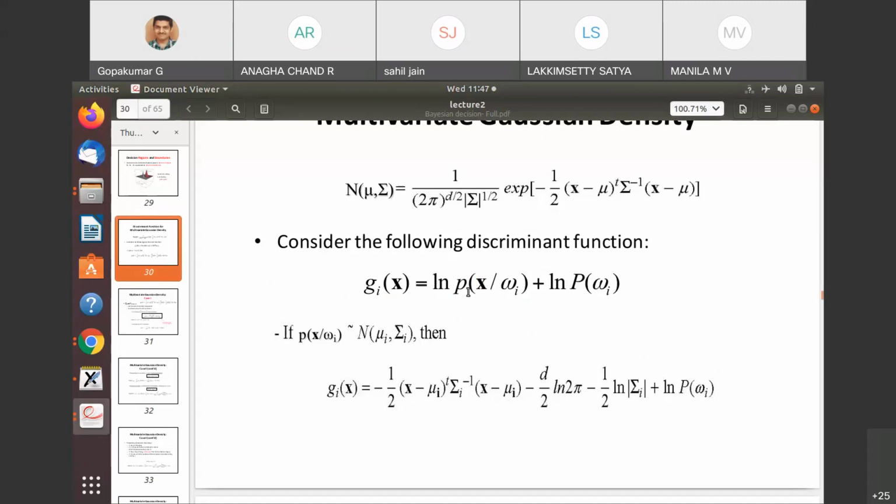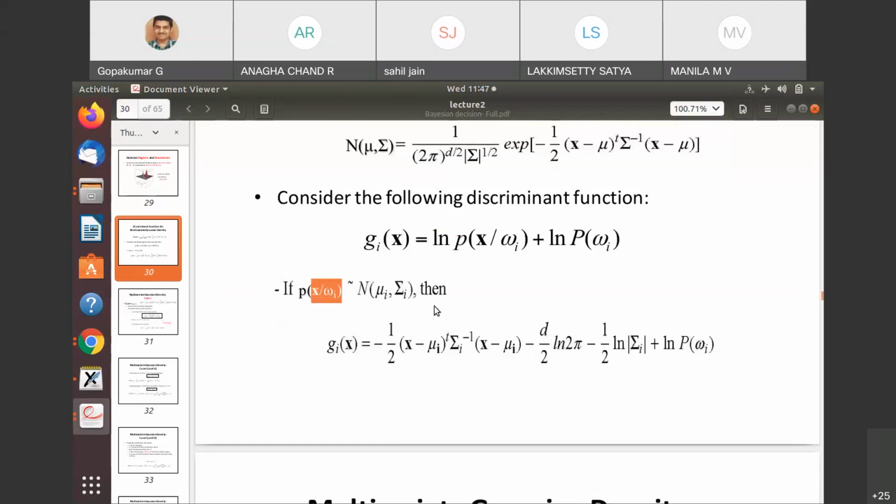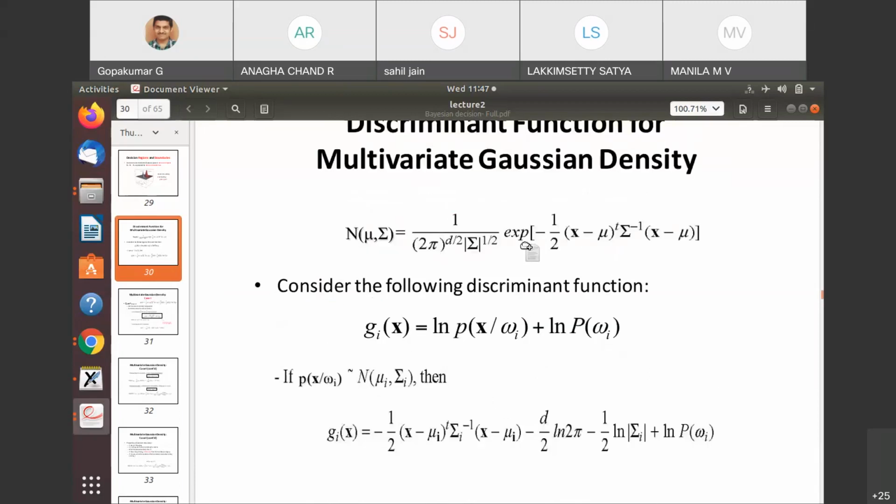So if that is the case, this probability value can be replaced by the normal distribution with mean mu and covariance matrix sigma. That is the particular assumption we are making. Then we can substitute this equation for the normal multivariate Gaussian density into this equation and rearrange it.